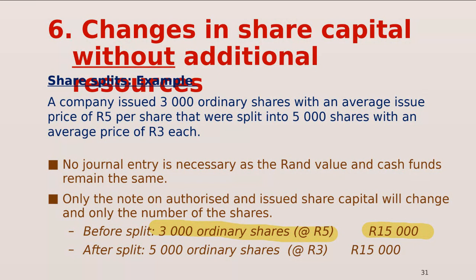With the share split, we're not going to increase the resources. So the resources will stay at 15,000. That's why after the split, you see it's still 15,000. But the number of shares increase. So the shares go from 3,000 to 5,000, which means that the cost per share goes down. So this is an example where the company wanted to lower their price of the shares, so they split them. Okay, that's basically what it is.